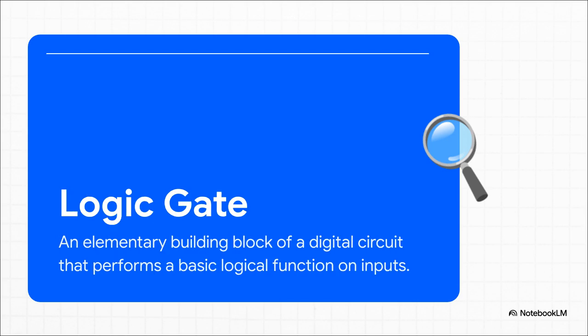So if you think of those ones and zeros as the nouns of this digital language, then logic gates are the verbs. They are the microscopic decision makers. They take in these binary signals, apply a very specific rule, and then spit out a new signal. They are, quite literally, the fundamental building blocks of every digital circuit you have ever used.